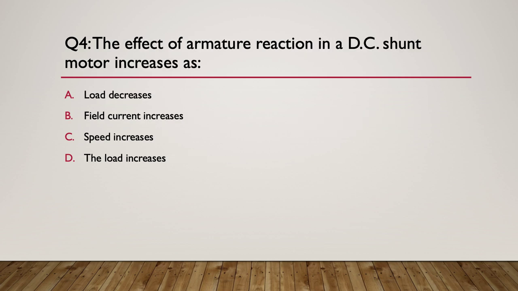Question four, the effect of armature reaction in a DC shunt motor increases as. So the armature reaction in a DC shunt motor will increase as A, load current increases, B, field current increases, C, speed increases, or D, the load increases.